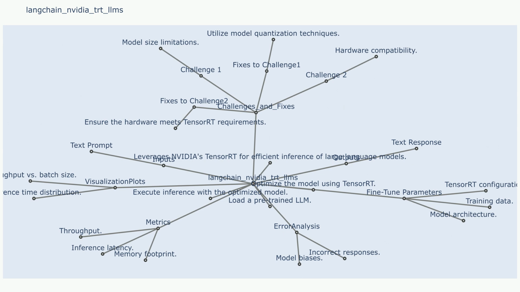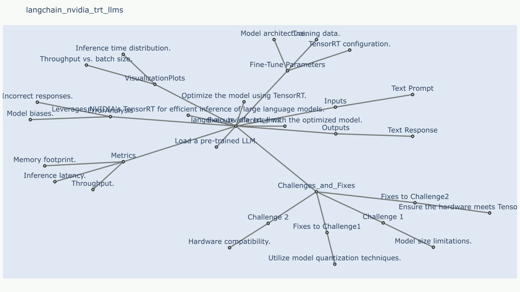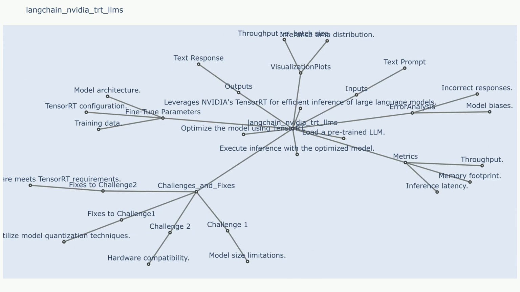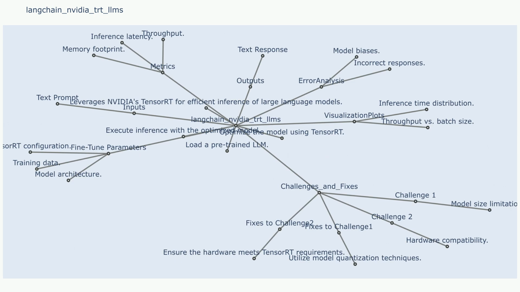Fine-tune parameters: precision: the level of precision used during inference: FP16, FP32, INT8. Lower precision can trade off accuracy for speed. Optimization level: the level of optimization performed by TensorRT. Higher levels often lead to better performance. Workspace size: the amount of memory allocated for TensorRT to perform its operations.